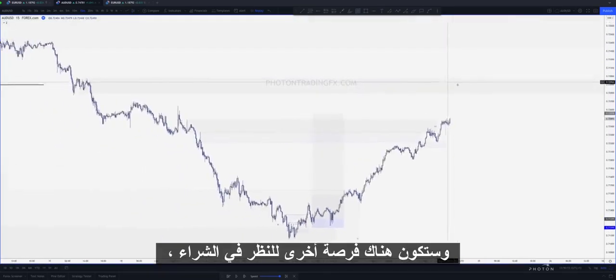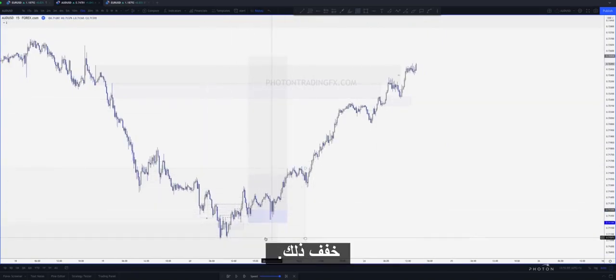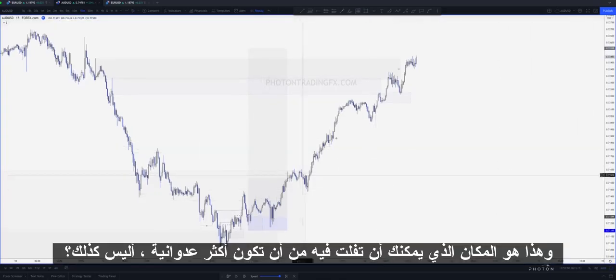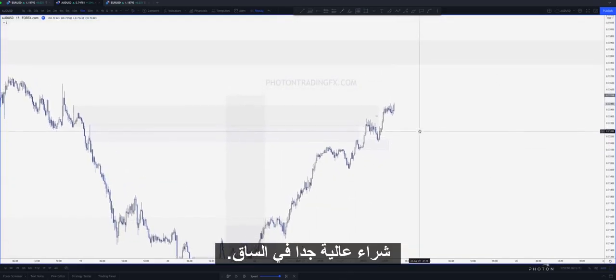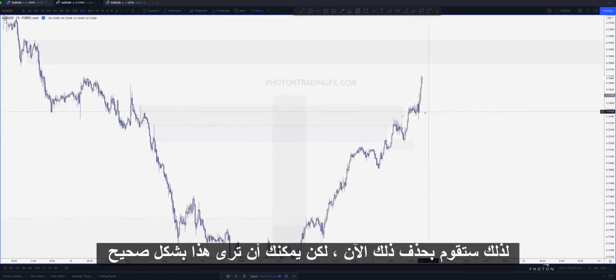And there would be another opportunity to potentially look to buy, even though you're high up on the leg, right? When we're getting that higher time frame zone mitigated, momentum is often very strong. And that is where you can get away with being more aggressive, right? Buying quite high up in the leg. We've now obviously pushed up above that 4-hour zone as well. So just going to delete that for now.